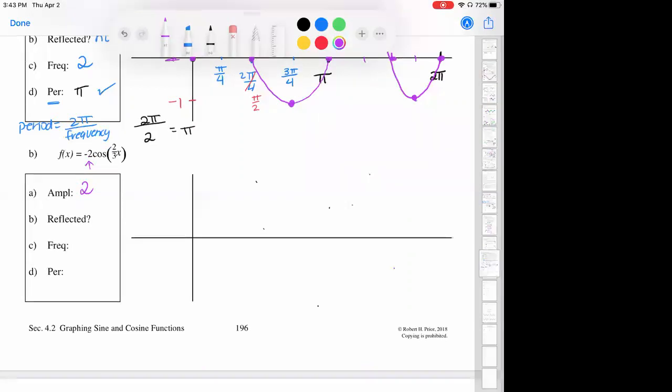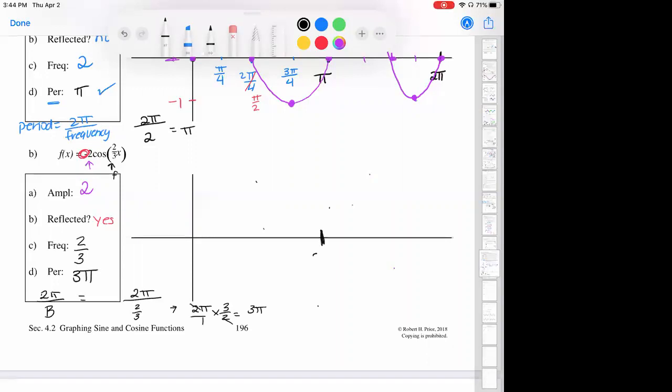Reflected, yes, it is reflected. It's reflected because we have that minus. So we say yes. Frequency, our frequency comes from that number. So we have 2/3. And our period, we need to find our period. It is 2 pi divided by your b, which is 2/3. So we have 2 pi divided by 2/3. So let's rewrite this. We have 2 pi times 3/2. Our 2's cancel, so we're left with 3 pi. Our period is 3 pi.